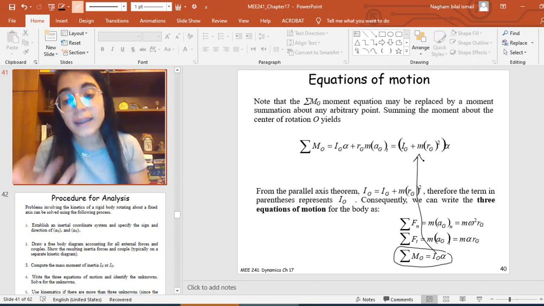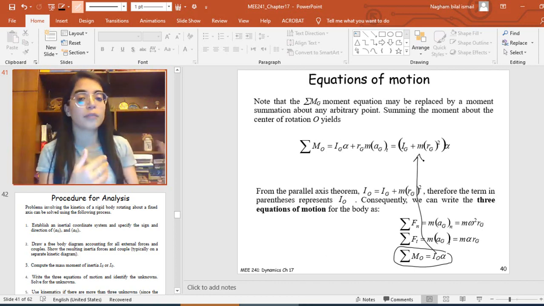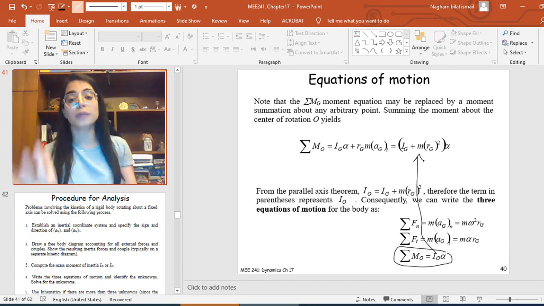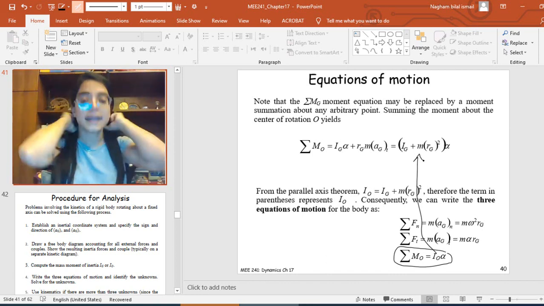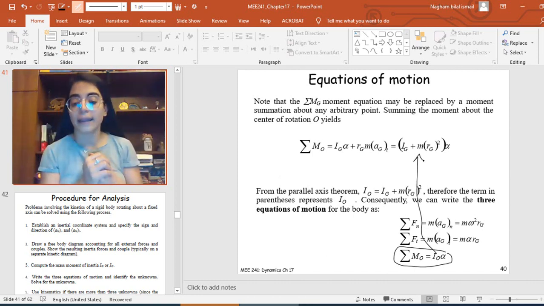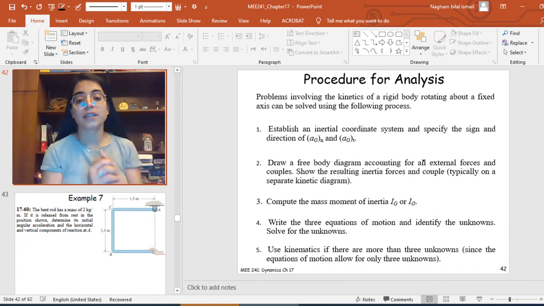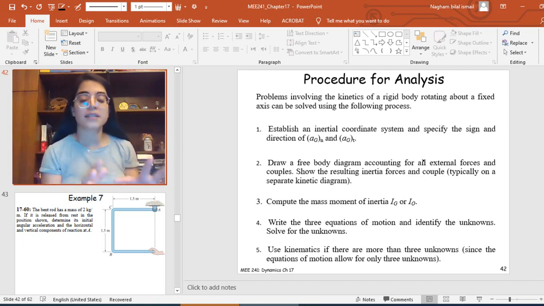All right, so now I have three equations with three unknowns, either using the sum of moments around G or the sum of moments around O. You have to identify which equation is the easiest one. This depends on the given information. And this is the procedure for analysis. Of course, I have to establish my reference, draw my free body diagram, compute IG or IO, write these three equations, and find these three unknowns.